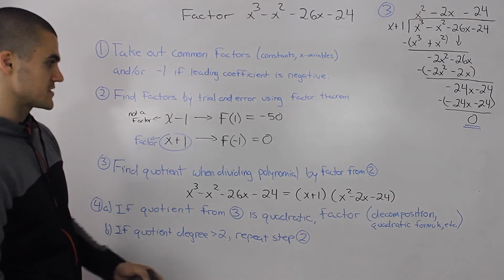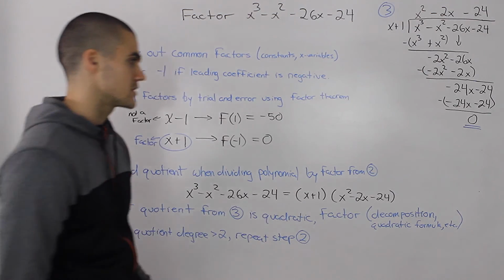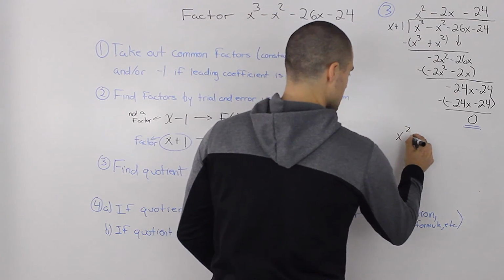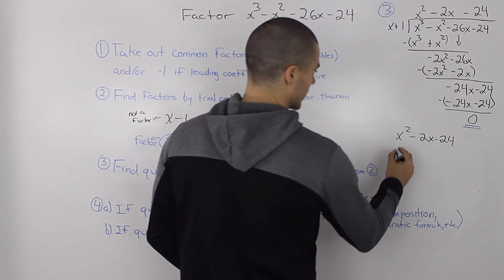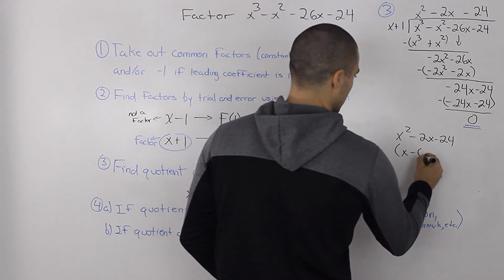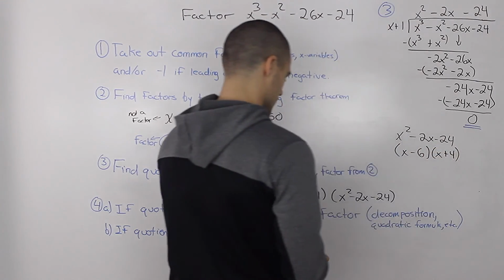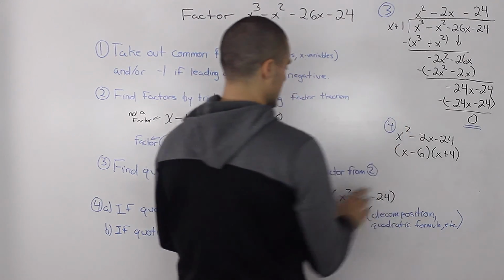So in our specific case, the quotient that's remaining is a quadratic, so we can just simply factor it. So let's do that on the side. So we got x squared minus 2x minus 24. And if we factor that using decomposition, we would get x minus 6, x plus 4. So this here on the side was step 4.